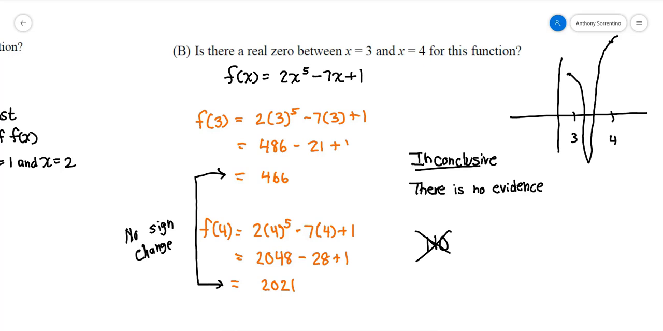But if I have two places or more where the graph crosses the x-axis, I could fail this test, but still in fact have zeros. I just don't have the evidence to say one way or the other. So that's the issue with the intermediate value theorem, because it either allows you to say definitively, yes, there's at least one zero, or I don't know.